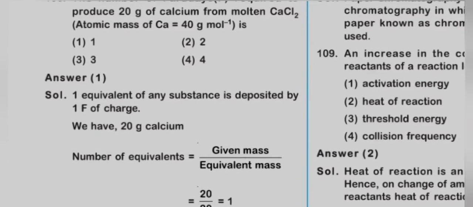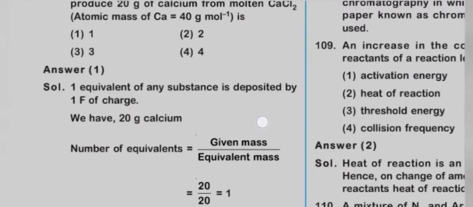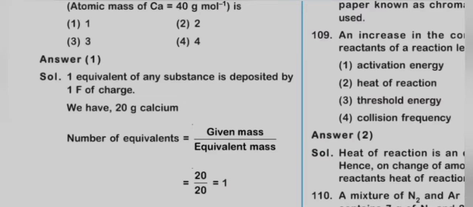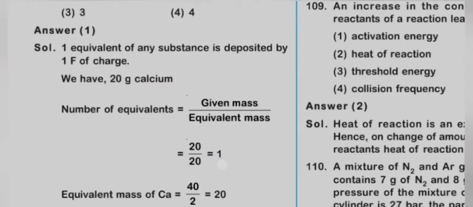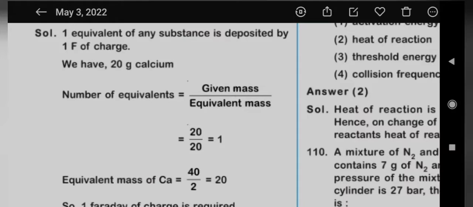Just see here. One equivalent of any substance is deposited by 1 Faraday of charge. We have 20 gram of calcium, and the number of equivalents equals the given mass upon the equivalent mass. How can we calculate the equivalent mass? Mass of the substance upon the charge of the substance. Calcium carries a plus 2 charge and the mass of calcium is 40, so the equivalent mass will be 20. Then we find 1.